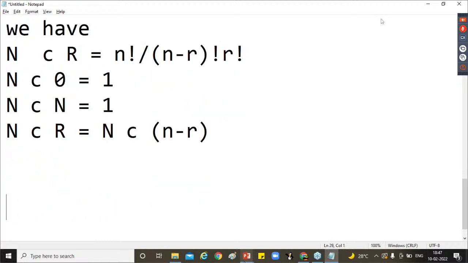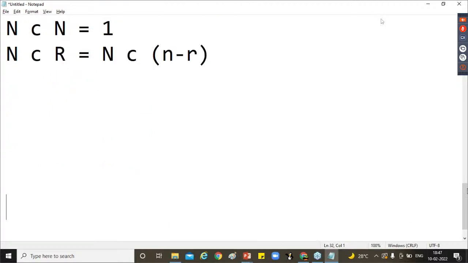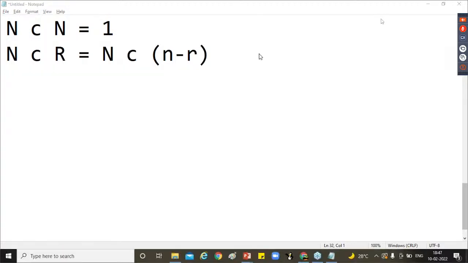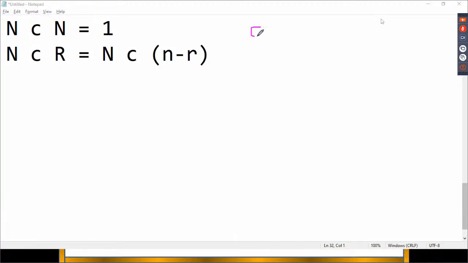What does it mean? From our point of view, 5C2 is equal to 5C3. Very clear. nCr is equal to nC(n minus r). With r value 2 and n value 5, n minus r is 5 minus 2, which is 3. Both have the same value.